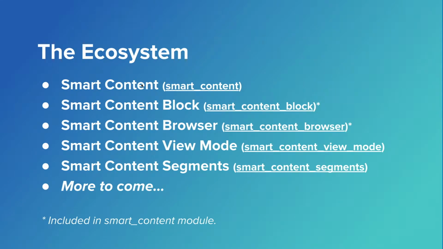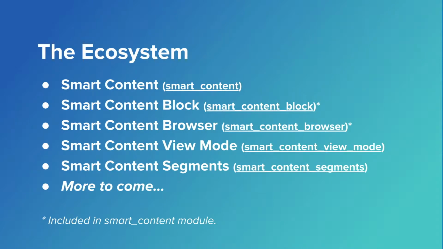So the ecosystem as it looks right now, smart content obviously being the main one, and that contains two modules, smart content block and smart content browser. Smart content block is kind of where our starting point was, and that's the ability to conditionally show different blocks based on whatever conditions you define. So you essentially end up placing a block, and then you say, based on these conditions, show other blocks. I'll be demoing that in a few, so you'll see what that looks like.